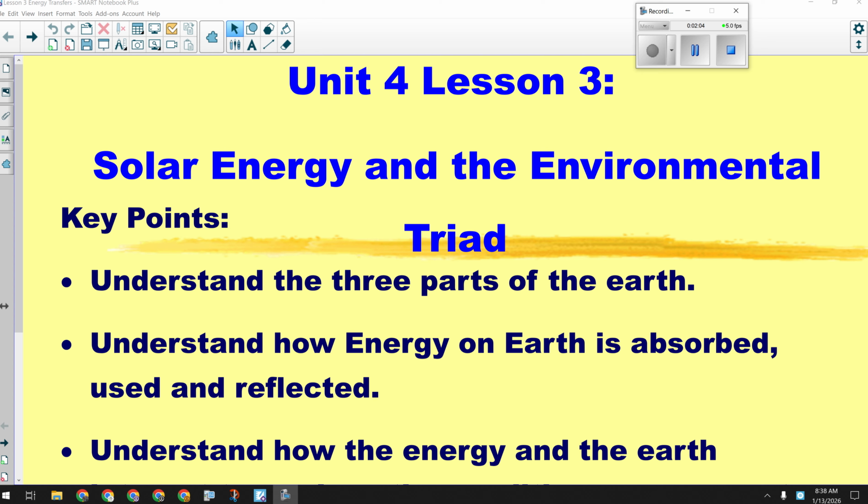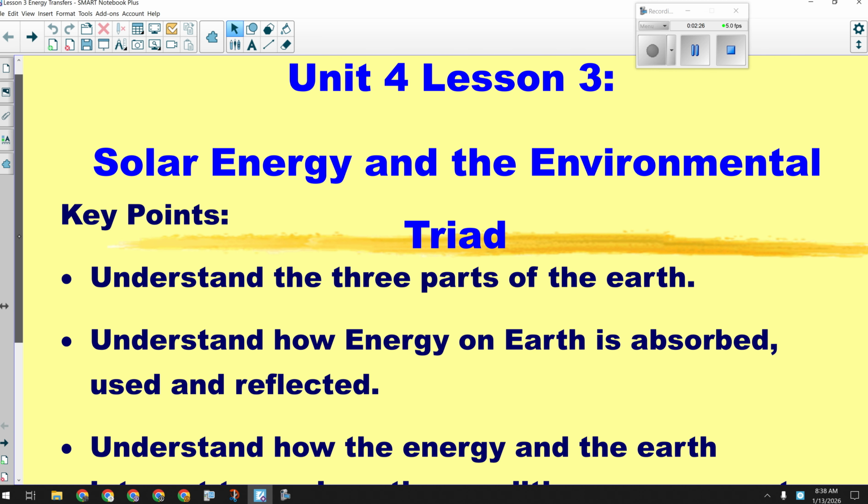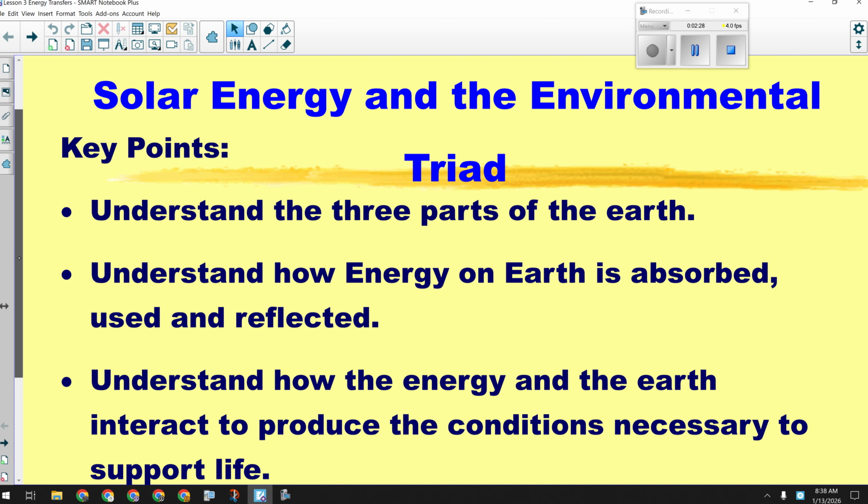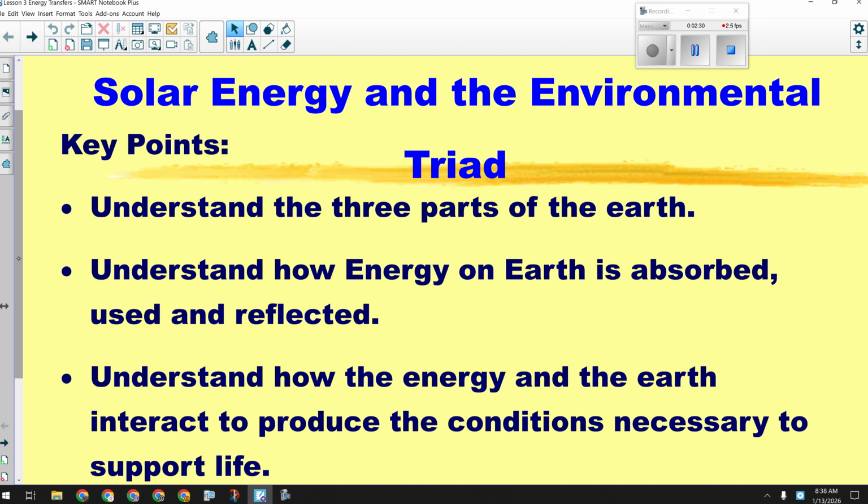Okay? Okay, so we got to understand and identify the 3 parts of the Earth, understand how energy on Earth is absorbed, used, and reflected. Sorry, that was the other thing of 3s. Okay? When light hits the Earth, there are 3 fates for that light: absorbed, converted, reflected. Okay, so there's lots of 3s here. Lots and lots of things coming in 3s today. Okay, and understand how energy and the Earth interact to produce the conditions necessary to support life. That's kind of the application part there.